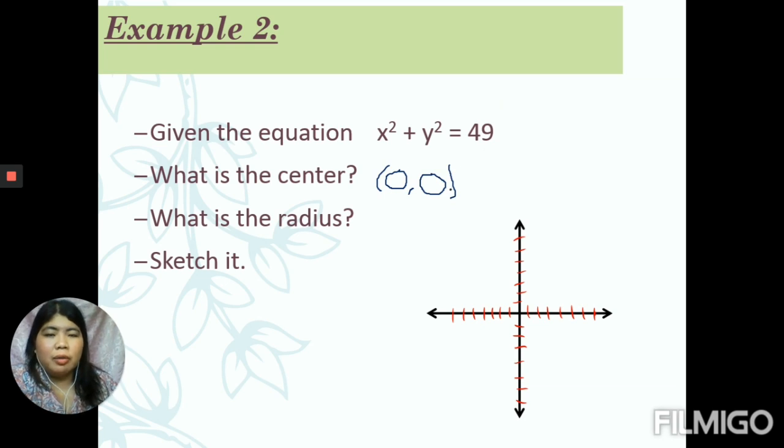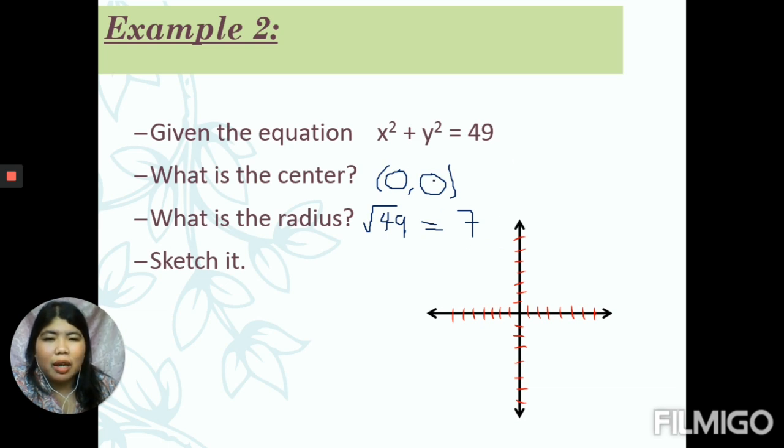And then, for the radius, we will get the radius. So, therefore, the radius is you will get the square root of 49. Square root of 49 equals 7. So, therefore, the radius of our circle is 7.